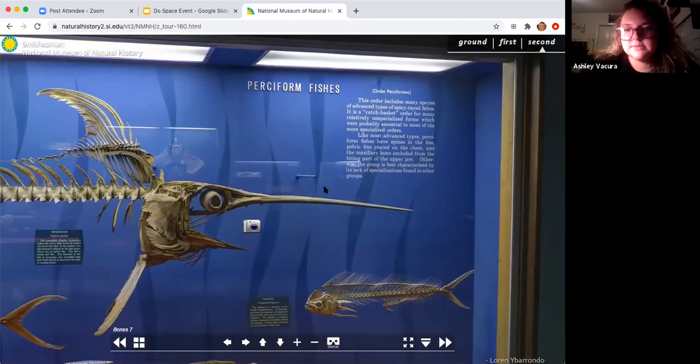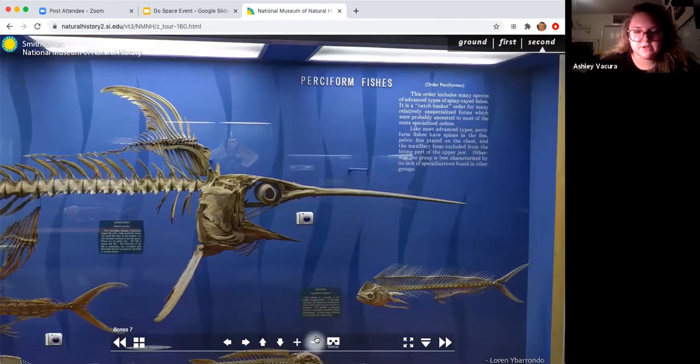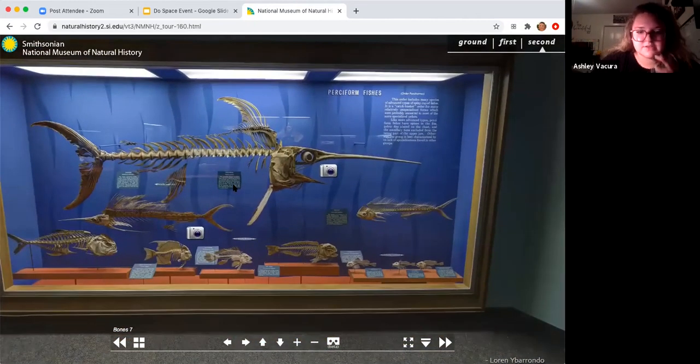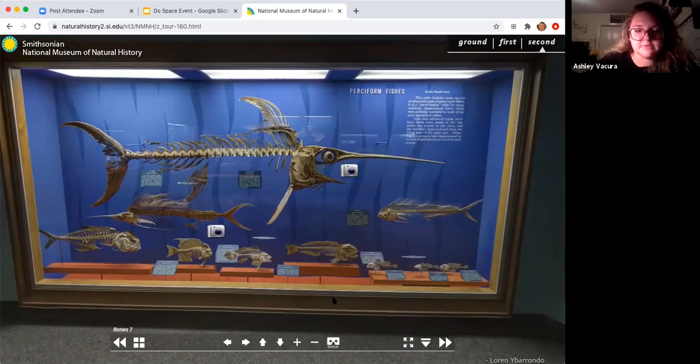These are different types of spiny rayed fishes. It is a catch basket order for many relatively unspecialized forms in which they are probably ancestral to most of the more specialized orders. So these are like ancestors of fish that we know today. So these are fossils that scientists probably dug up at one point. So as you see, a lot of these fish look the same, and there's just a little bit of difference. It's like this one has a bigger head, this one has a smaller head. These bodies look relatively the same. So over time, these fish adapt and evolve.